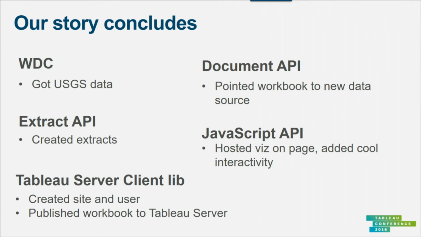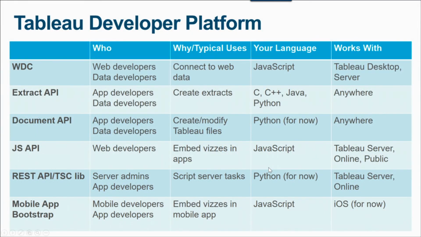So that's the end of the story for the APIs as we want to talk about them today. WDC, Extract API, server client library, which is a wrapper on the REST API, as we said earlier, Document API to change data sources, and then finally the JavaScript API to manipulate vizzes in custom ways. All right, this is the list of APIs. To repeat what we said earlier, in the order that we showed you, the only one that we didn't talk about is the mobile app Bootstrap, which is outside the scope of our expertise right now. I'll give you a second if you want to take a picture.